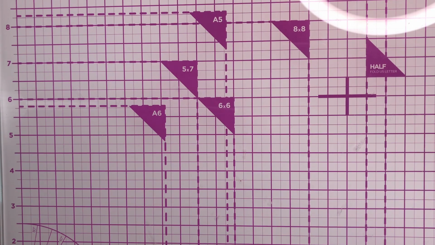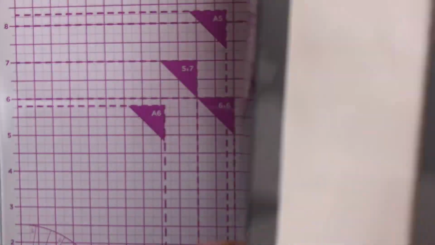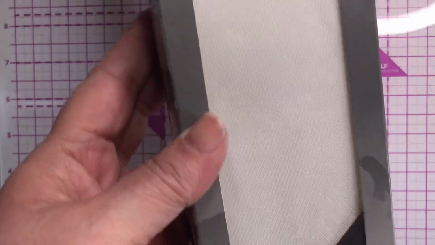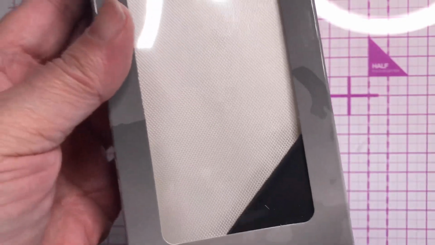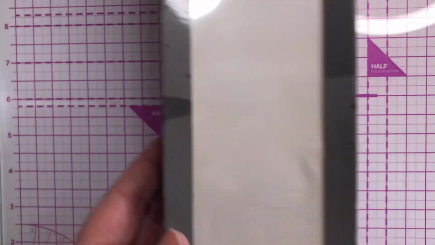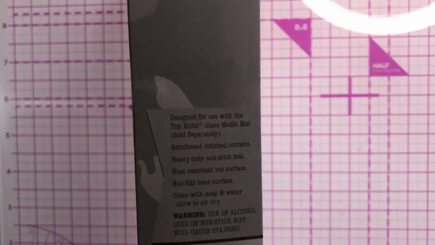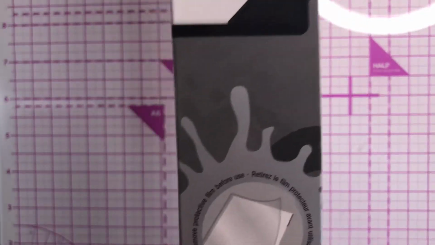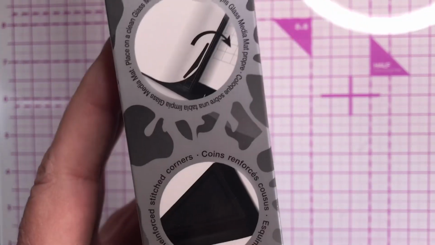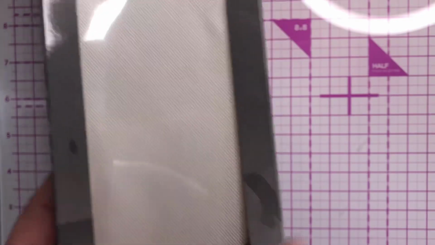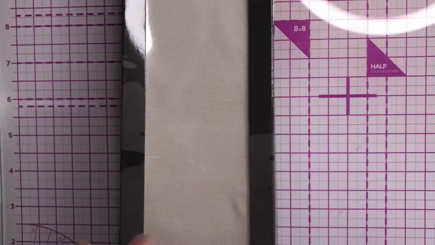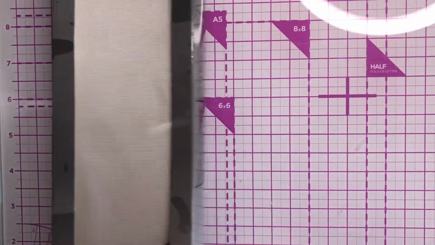This is from scrapbook.com. The first thing I picked up from there was this Tim Holtz media surface mat. It's to be used with their glass mat, which I have. I can't wait to play around with this. It's also heat resistant, it says, so that should be interesting. And it comes with the corners, so that way it will hold on to the mat. So I'm definitely going to be trying that out.